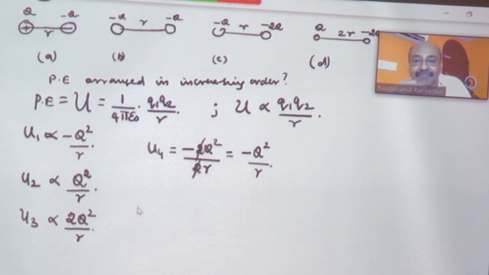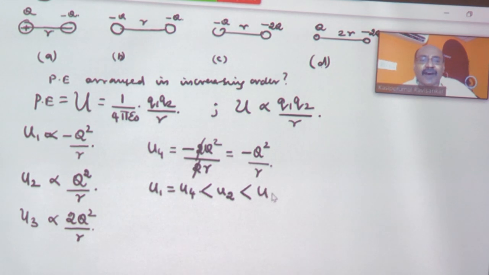Now you compare. You will be getting 2 minus quantities which are the least. Their u1 and u4 are equal, so I can write u1 is equal to u4. That is the first one. This u1 and u4 is the least. After this, which one is the least? One is q square by r, another one is 2q square by r. So q square by r is less, which is u2. It is found to be less than u3. So in your book they have given u1 is equal to u4, less than u2, less than u3.